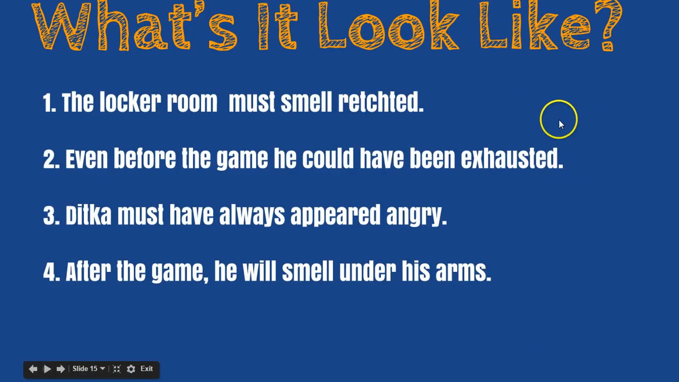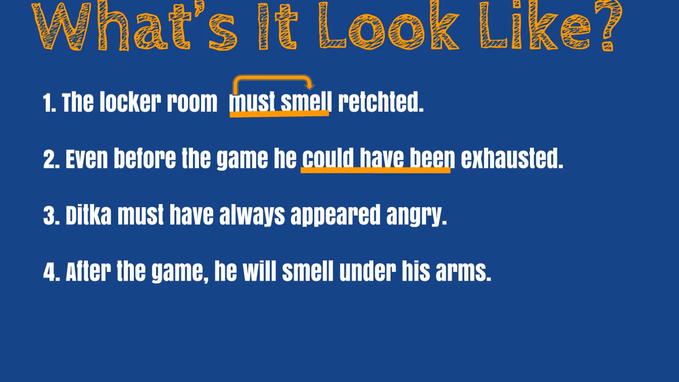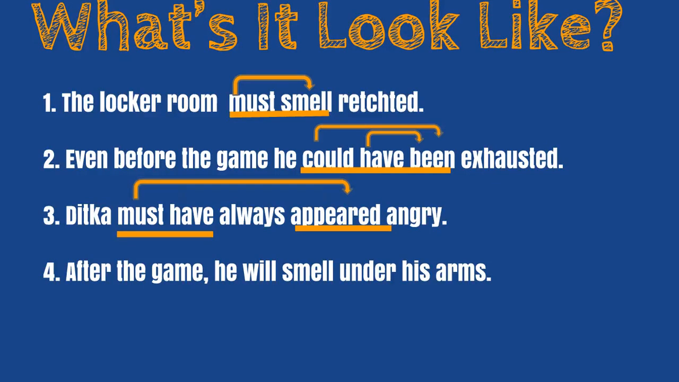The locker room must smell wretched. My verb phrase is must smell. Smell is my linking verb, but must is helping that linking verb. It's helping with creating the tense. Even before the game, he could have been exhausted. Again, my linking verb is been. Could have are two verbs helping create this tense of been. Mike Ditka must have always appeared angry. Appeared is our linking verb. And again, must have are our helping verbs.